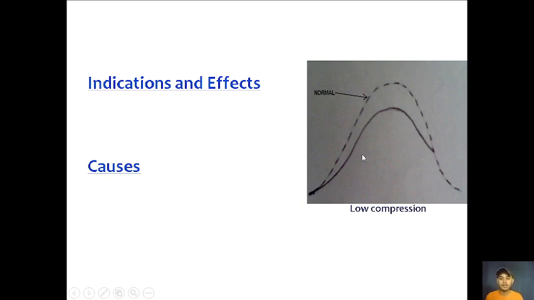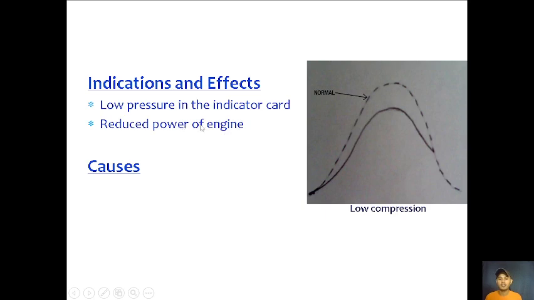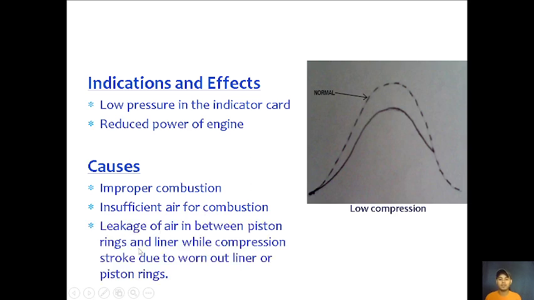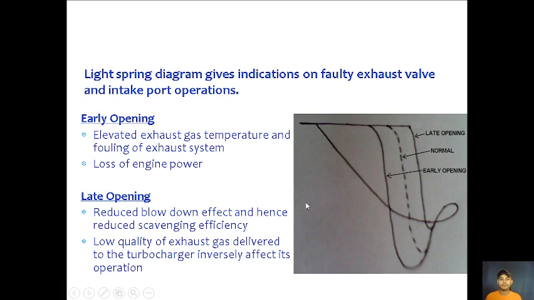Okay, next we have here the compression diagram. Indication and effect: we have low pressure in the indicator card, reduced power of engine, and it causes improper combustion, insufficient air for combustion, leaking of air in between piston rings and liner on the compression stroke due to a worn out liner or piston ring, or maybe on the exhaust valve there is a leak, or blow by.